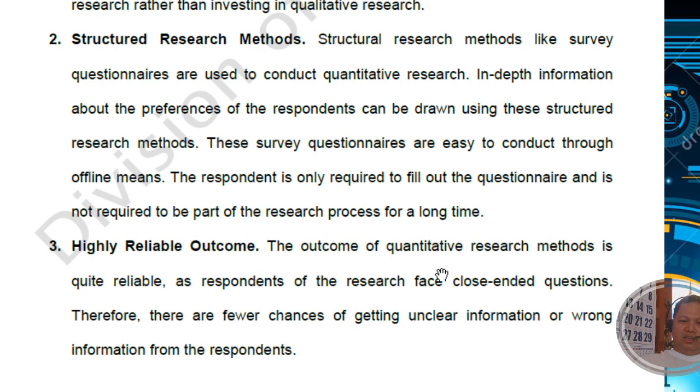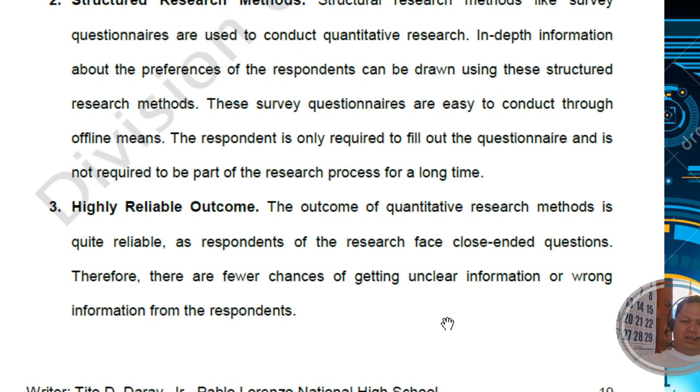Number 3, highly reliable outcome. The outcome of the quantitative research method is quite reliable as respondents of the research face close-ended questions. Therefore, there are fewer chances of getting unclear information or wrong information, because the questions in quantitative research are already structured. So it is close-ended, unlike in quali, where it is open. Here the responses of the respondents are fixed. We already set that, so they just choose from the set questions. You will learn that later in making statistical tools or survey instruments.